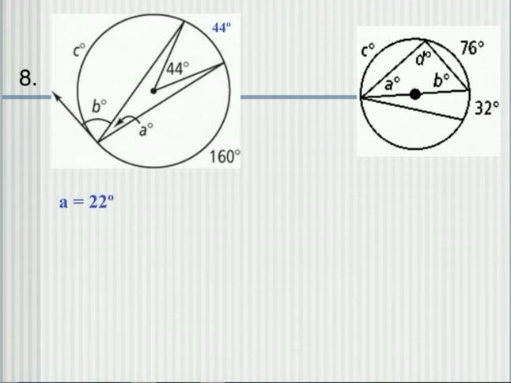Now that you know A, it becomes a little bit easier to solve for C. You can add up the two arcs around the outside of the circle that you know, and say, well, if I subtract that from 360, I get the measure of arc C, since the whole circle has to add up to 360. Once you know C, it's easier to solve for angle B because B is half of C. Half of 156, you get 78 degrees for B.